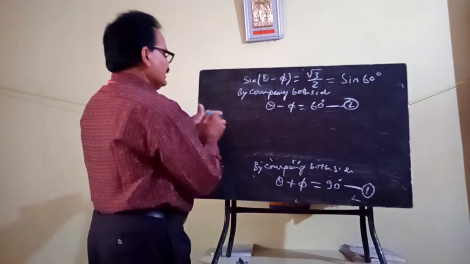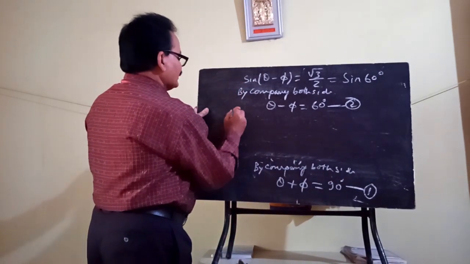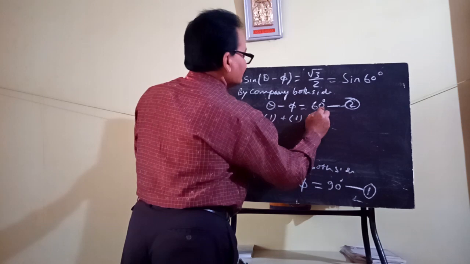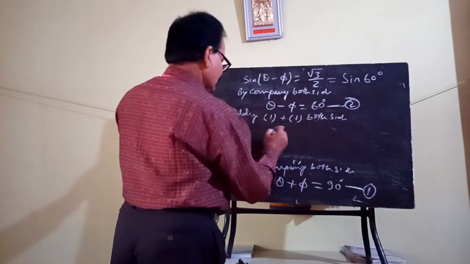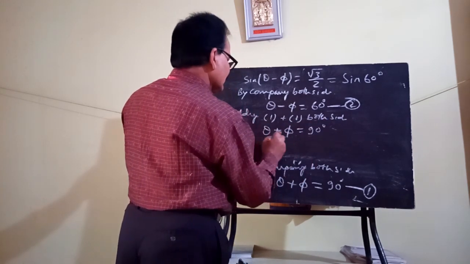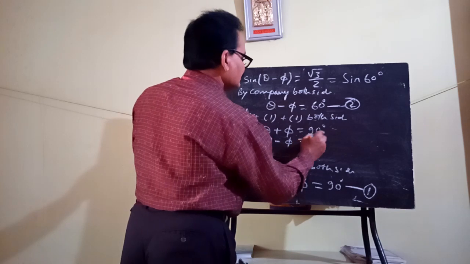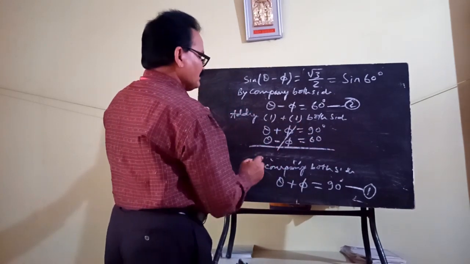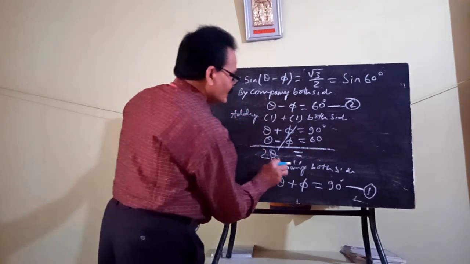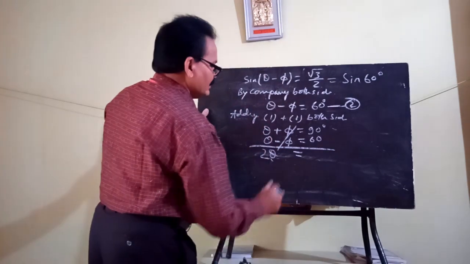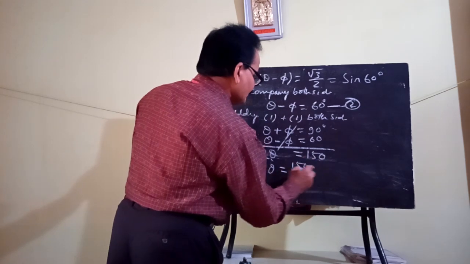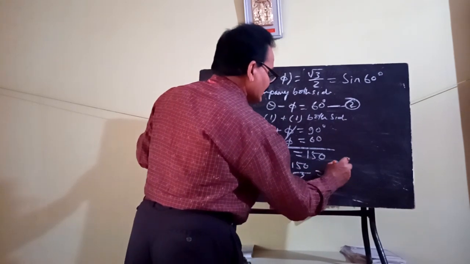Now what you will do? Adding 1 and 2 both sides, what you will get? One is theta plus phi equal 90 degree. Theta minus phi is 60 degree. So when you add, phi cancels, this is 2 theta equal 150 degree. So theta is 150 by 2 equals 75 degree.